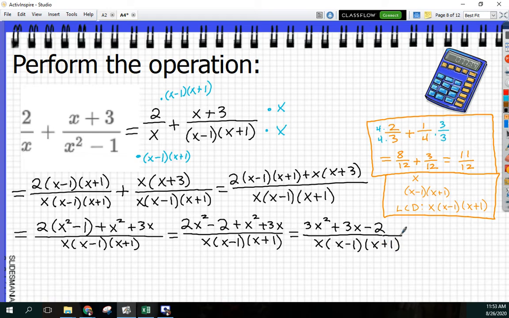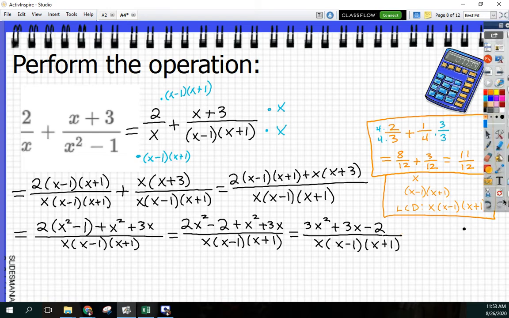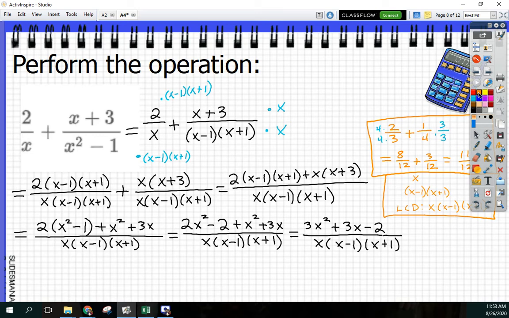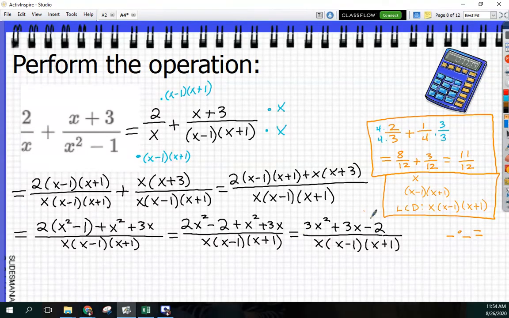Now, it's going to be a good thing to go ahead and check that top and see, okay, does that factor now as well? So I would be looking at my AC method. I'm looking for two things that multiply together to give me 3 times negative 2, which gives me negative 6, that add together to give me a positive 3.